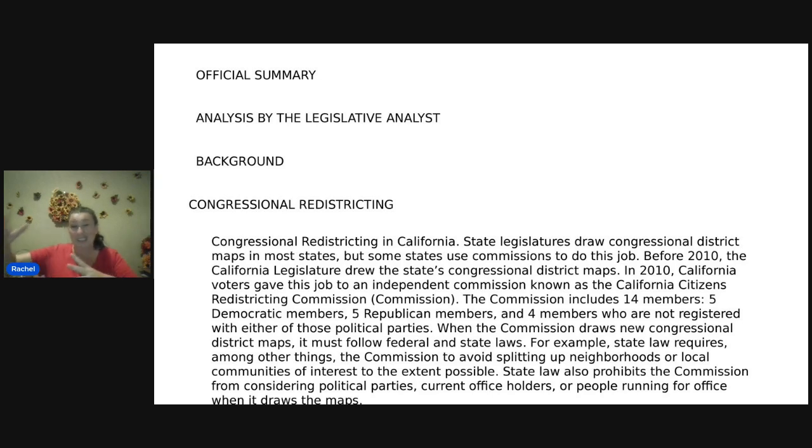So it's kind of even. It's the commission's job to draw the new congressional district maps, and it must follow federal and state laws. For example, state laws require, among other things, that the commission avoid splitting up neighborhoods and local communities of interest. State law also prohibits the commission from considering political parties or who's running for office when they draw those maps.